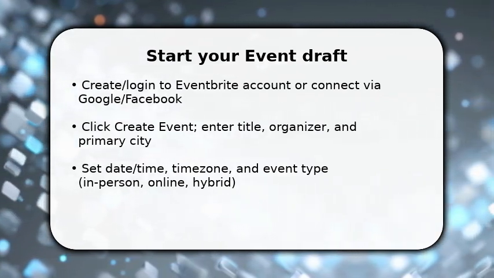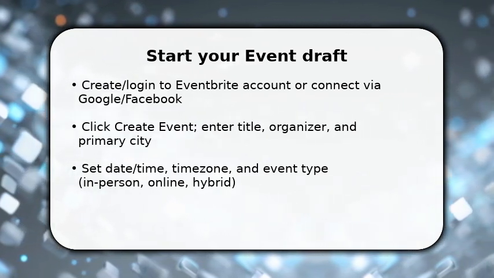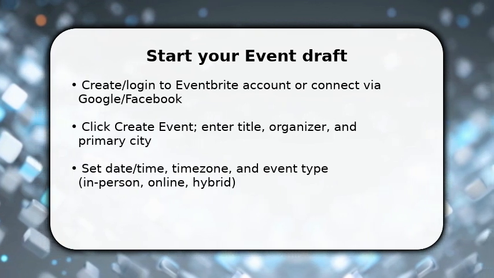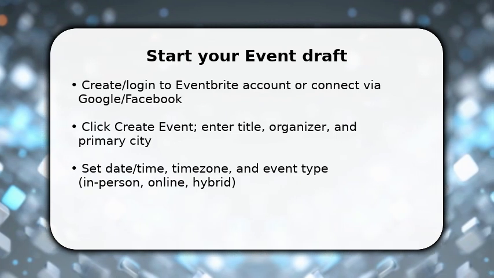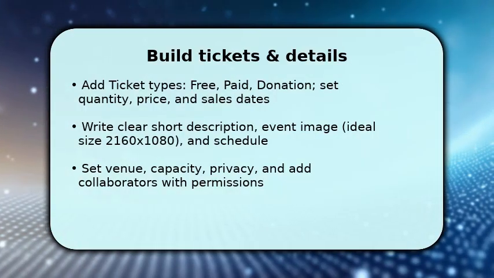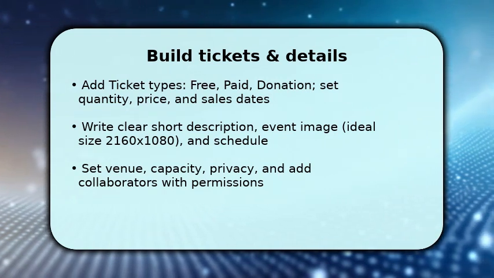Make sure to choose event type, online, in person, or hybrid, because venue and location fields change accordingly, and that's important for visibility and search. Once your draft exists, create tickets. Choose free, paid, or donation and set price, quantity limits, and sales windows so you control access and revenue.